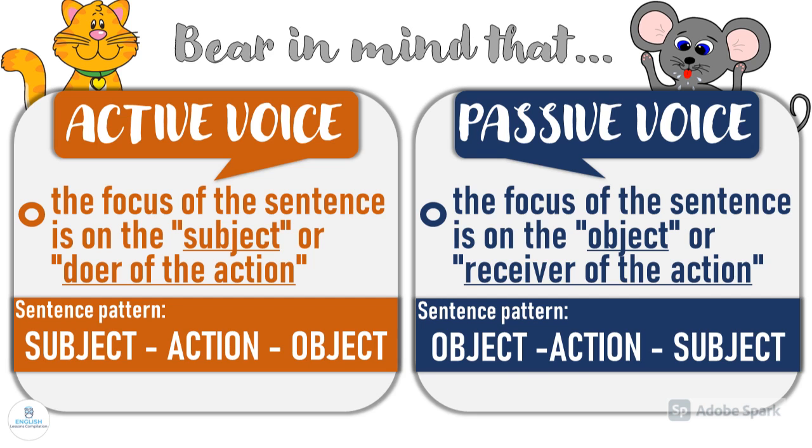Always bear in mind that if the voice of the verb in the sentence is active, the focus of the sentence is on the subject or doer of the action. On the other hand, if the voice of the verb is passive, the focus of the sentence is on the object or receiver of the action. The sentence pattern in active voice is subject plus the action plus the object. While in passive voice, the object comes first, followed by the action and the subject.